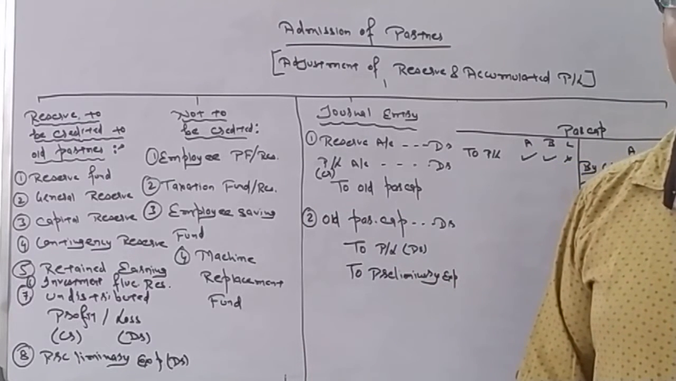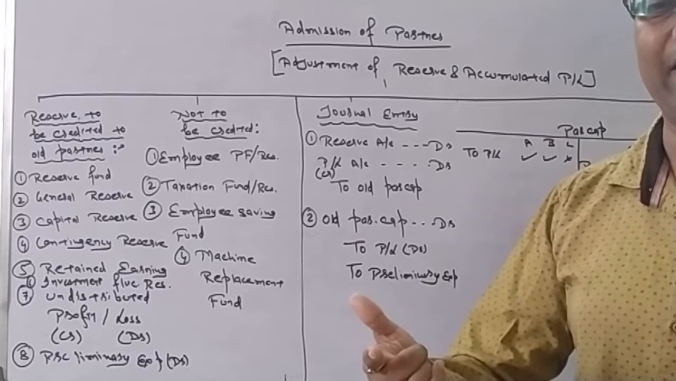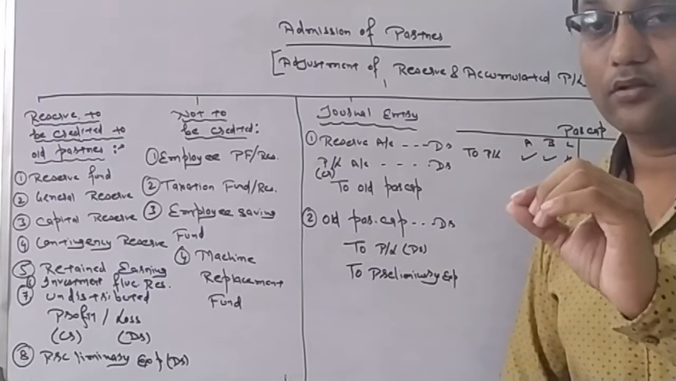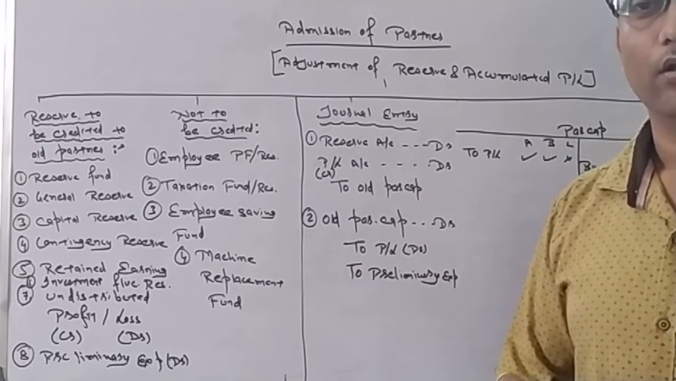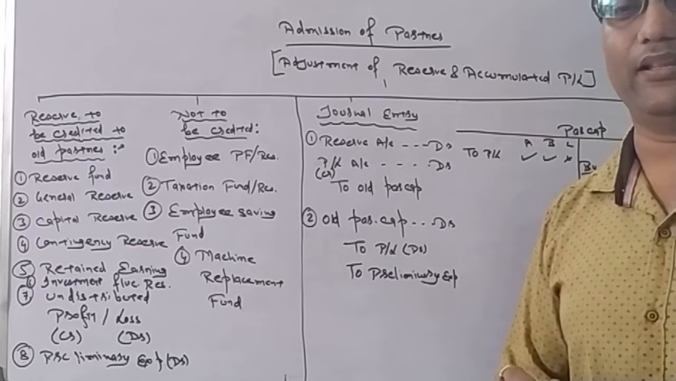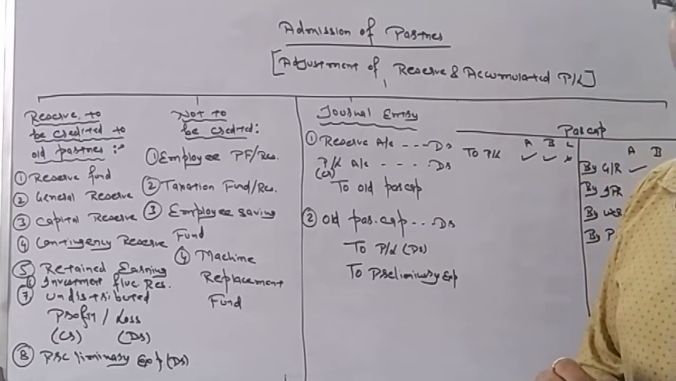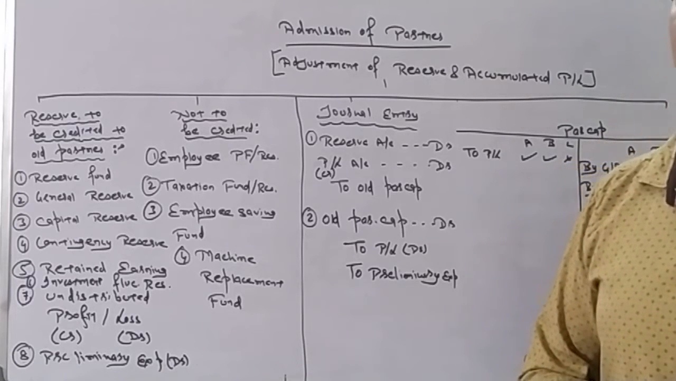Liability always has a credit balance. We need to cancel it and give it to the partner. Learn the language; the answer is within the language. We need to cancel the reserve and give it to the old partners. Reserve has a credit balance.